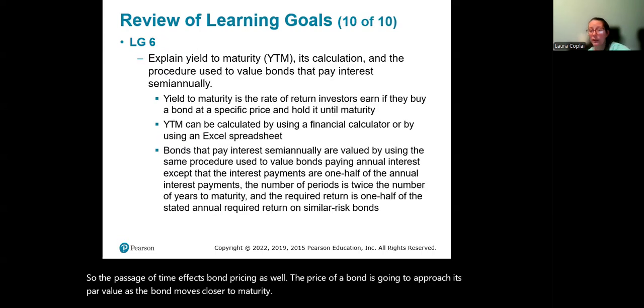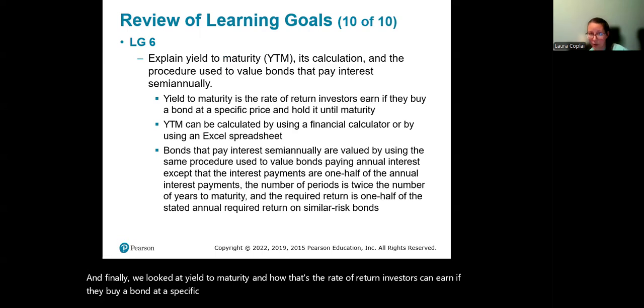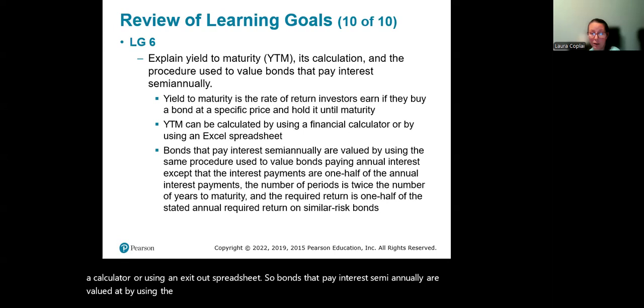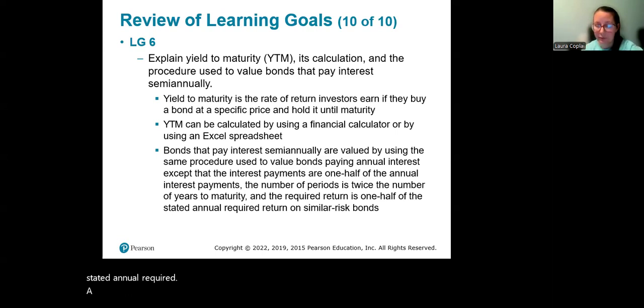And finally, we looked at yield to maturity and how that's the rate of return investors can earn if they buy a bond at a specific price and hold it until it matures. And that can be calculated using a calculator or using an Excel spreadsheet. Bonds that pay interest semi-annually are valued by using the same procedure, except that interest payments are 1/2 of the annual. The number of periods is twice the number of years to maturity, and the required return is 1/2 of the stated annual required return on similar bond risks.